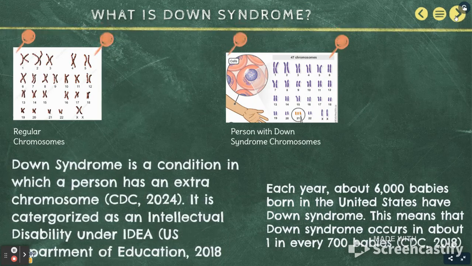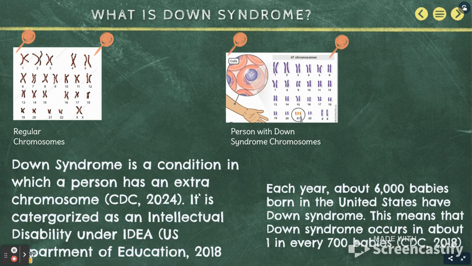So what exactly is Down syndrome? According to the CDC, Down syndrome is a condition in which a person has an extra chromosome. Babies are typically born with 46 chromosomes. However, babies with Down syndrome have an extra copy of a chromosome called chromosome 21. As you can see here is a diagram of a person who has a regular amount of chromosomes, 46. And then here we have a person who has an extra copy of chromosome 21, which means that they have Down syndrome.